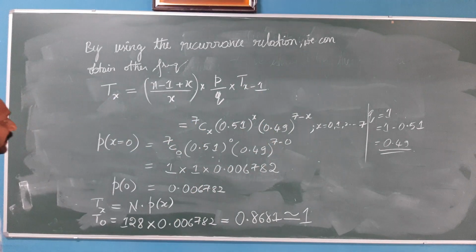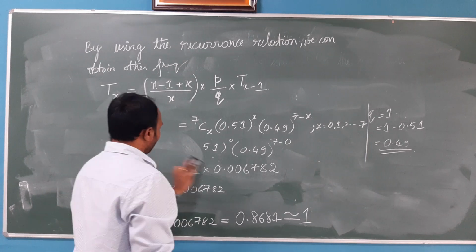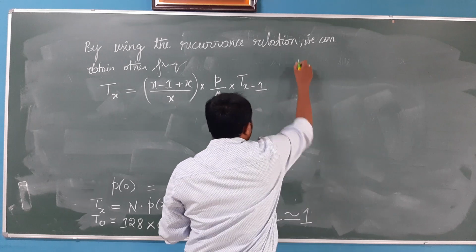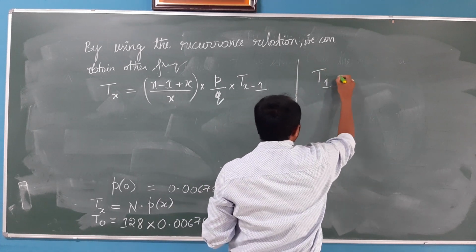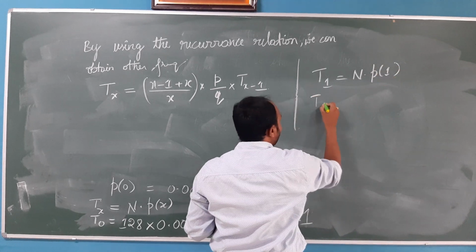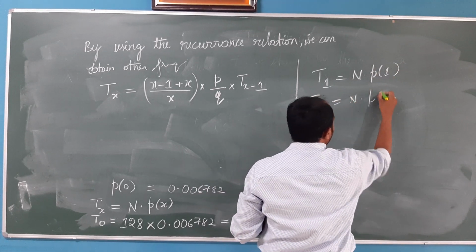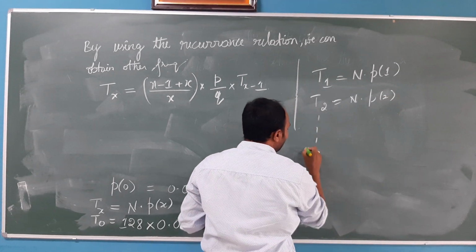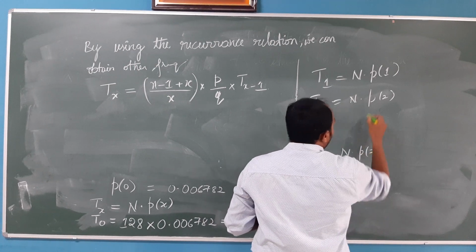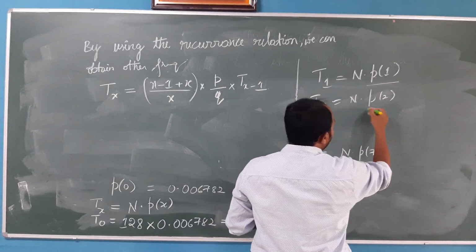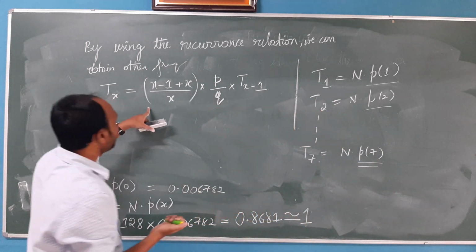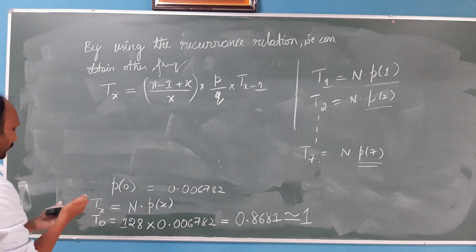This is the formula. If you are not using this, there is another version I told you in the last video. In case I want to find t of 1, then I can use n into probability of 1. If I want to find t of 2, then I can use n into probability of 2. But it is a difficult process. If I want to find t of 7, then I have to use n into probability of 7. For every frequency, I need to find their respective probabilities. It is a difficult procedure. That's why we will be using the recurrence relation. Please keep it in mind.